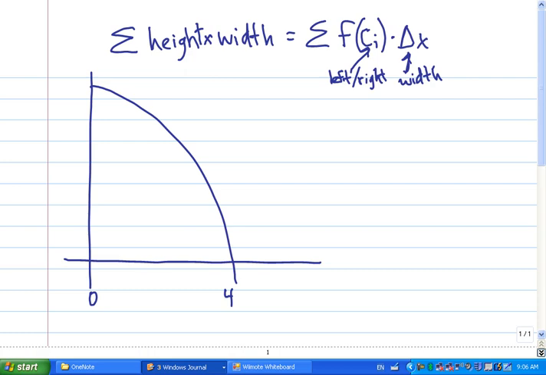Taking the amount of space and dividing it by the number of rectangles. So it would be 4 minus 0, and we're going to call the number of rectangles we use just n. So in general, if we had a range from A to B, we'd go B minus A over n to get my width. Are we okay about how we get the width of a rectangle?